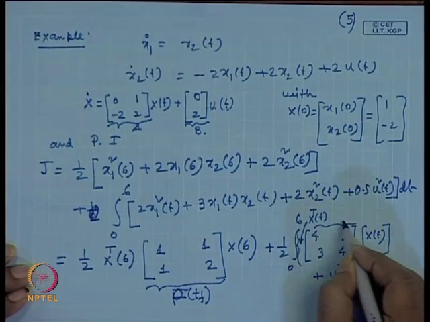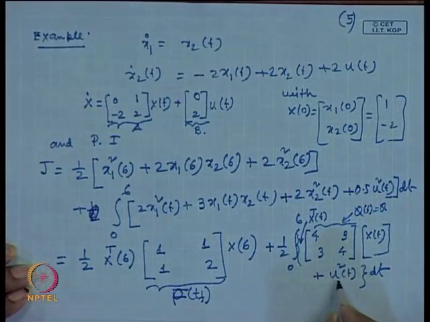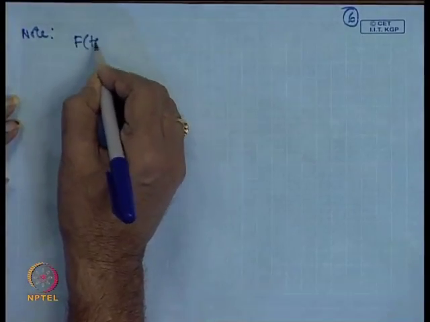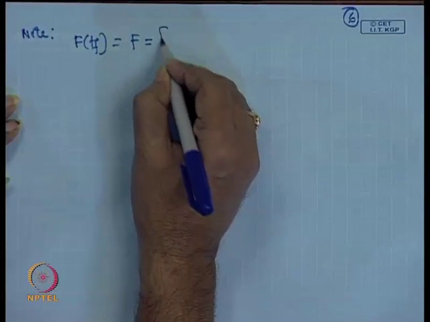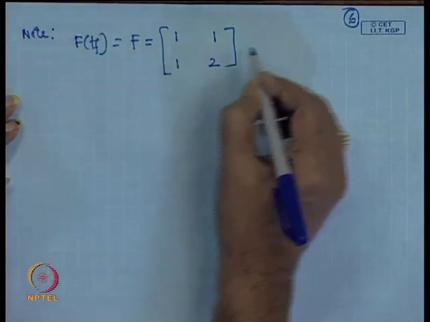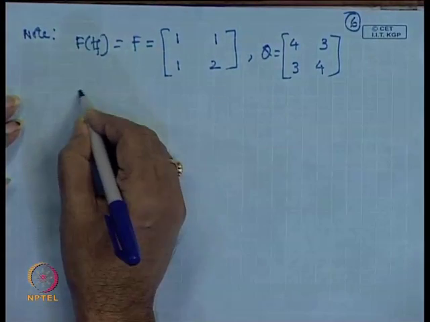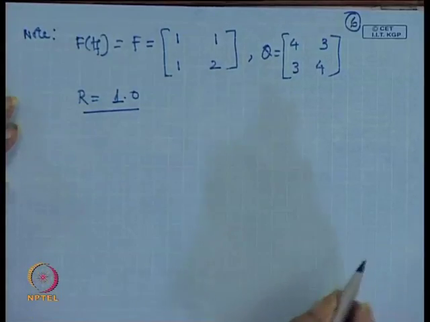and this matrix is nothing but our Q of t, which is equal to Q, because it is not a function of time, and this R is equal to 1 here, that means the weightage in the control vector is 1. So, I can write it now this way. Note, F of t is nothing but F, which is [1, 1; 1, 2]. Just see from the last equation, our Q we got as [4, 3; 3, 4], and our R is equal to 1, because it is a scalar input.